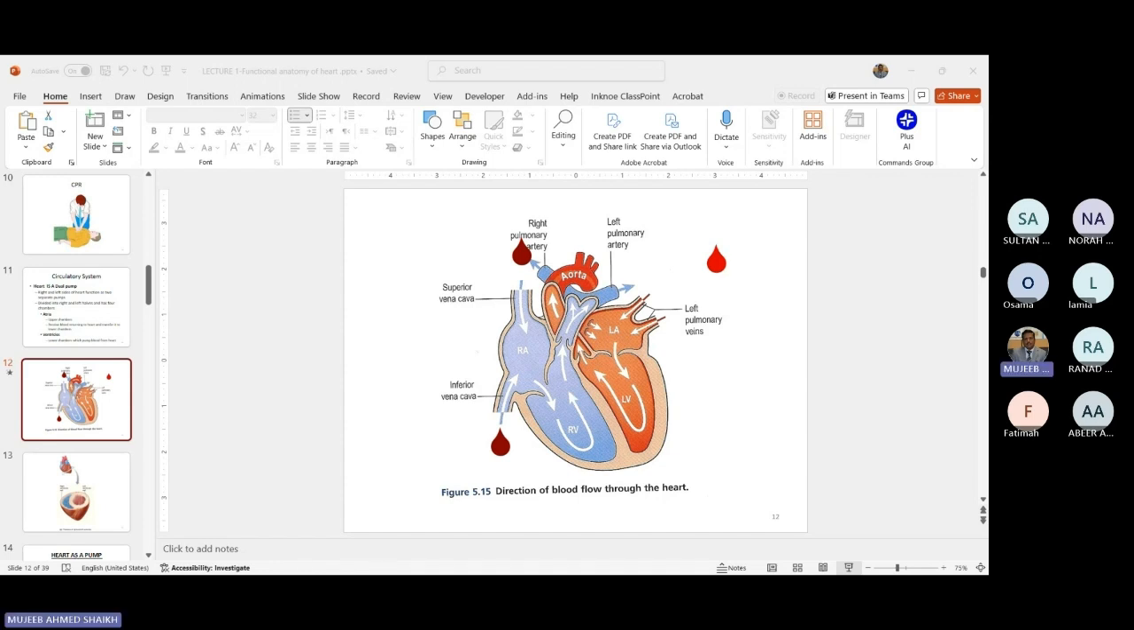And these AV valves are attached to the ventricular muscle through tendons. I will show you in the next slide. Okay. Now this picture shows you a cut section of the ventricle. If the ventricles are cut at this place, you can see above.